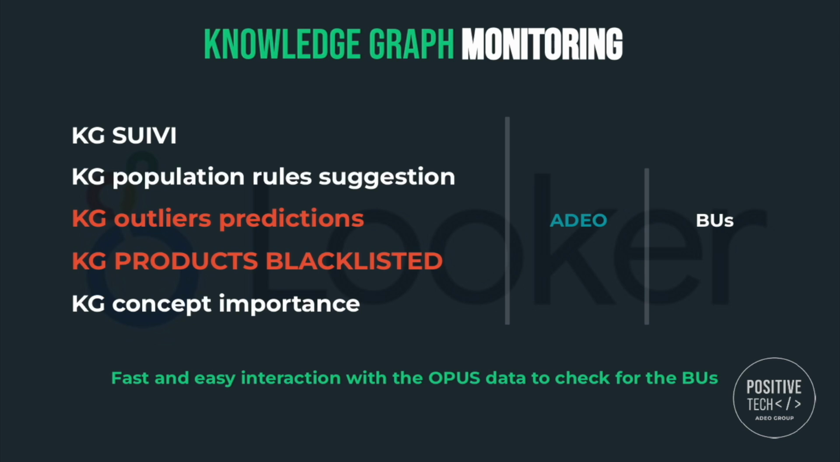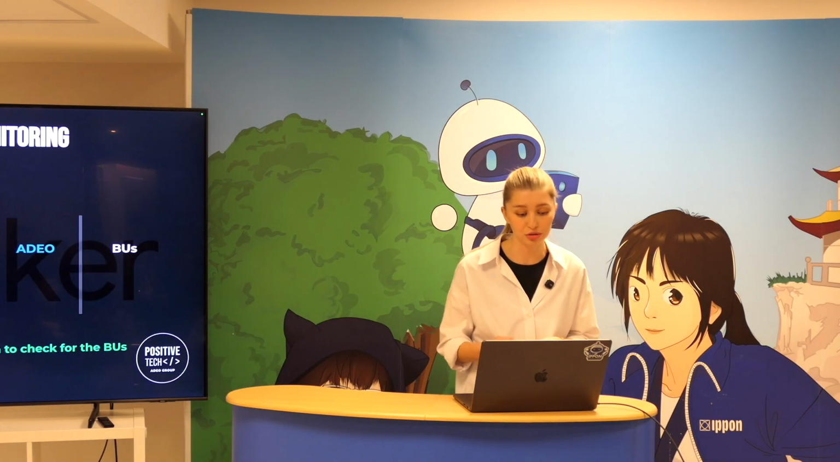And for monitoring, I don't want to focus a lot on this. We just have a Looker project with our pipeline, our dashboards, to share with the business units who don't have access to Opus to check the information, with a little bit of analysis of which concepts are most problematic according to the number of outliers, so they can monitor and take some actions on this.